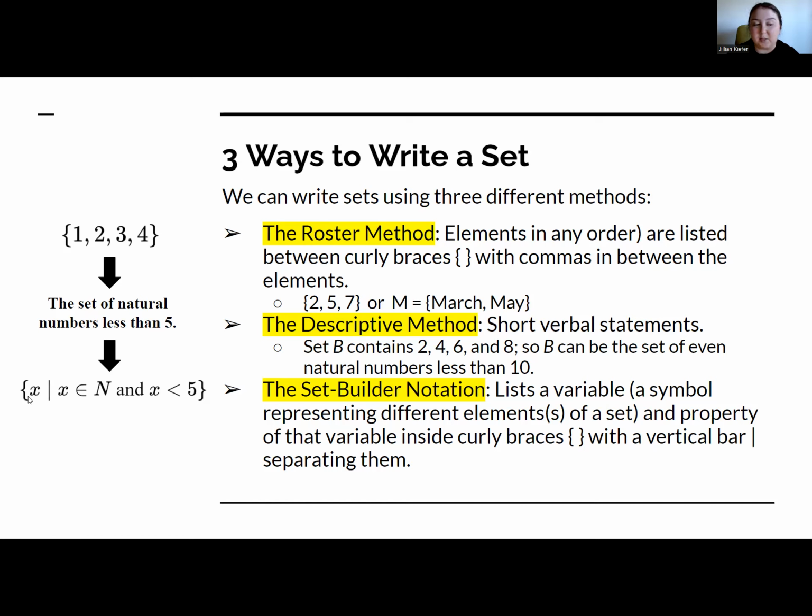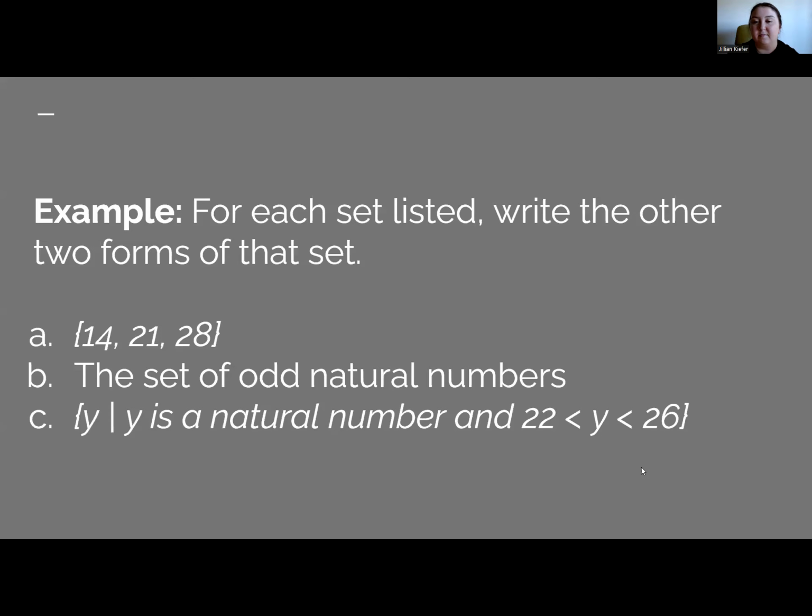So I'm saying I'm talking about X, where X is in natural numbers and X is less than 5. And I put it all in curly braces. So this is the way that we write set builder notation, how we use the descriptive method and the roster method. All right, so we're going to do an example all together.